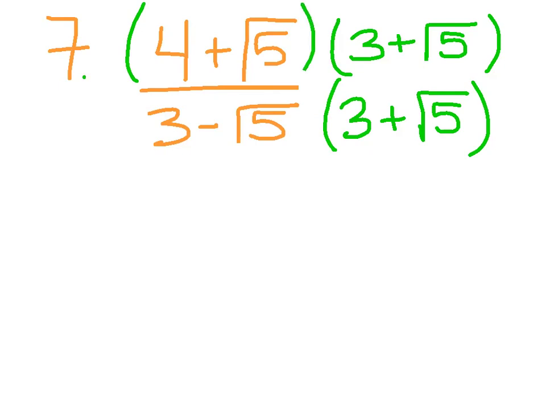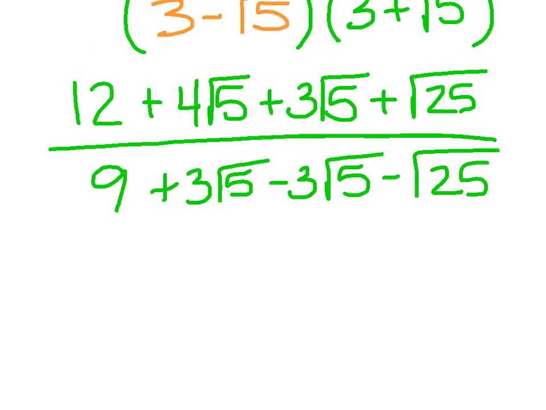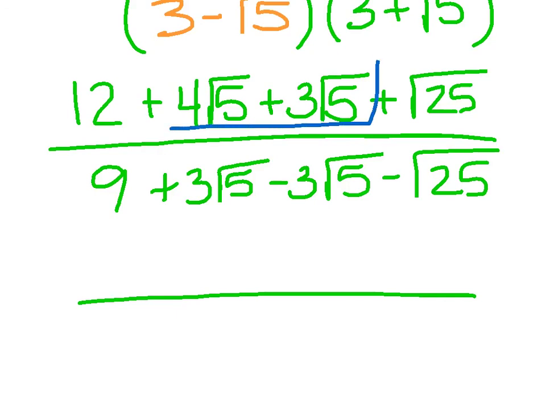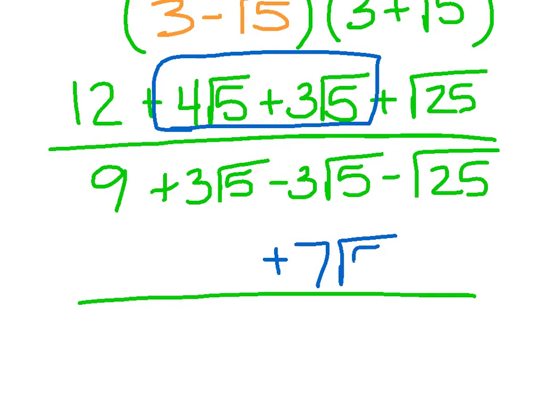Remember, binomial times binomial means to FOIL. I've got my top and bottom FOILed out. So as I clean this up, I'm going to say, together these like terms and I know they're like terms because they both have radical 5, make a 7 radical 5.